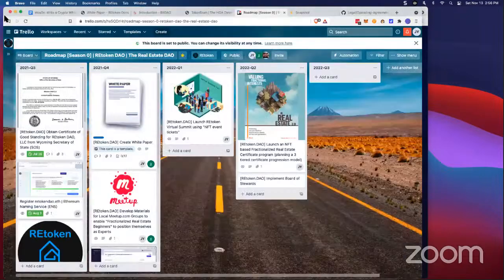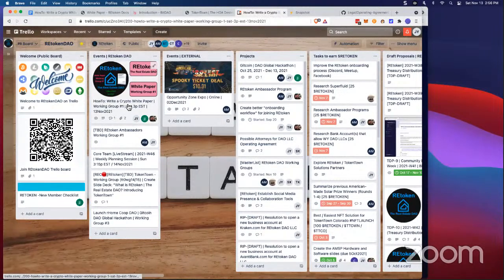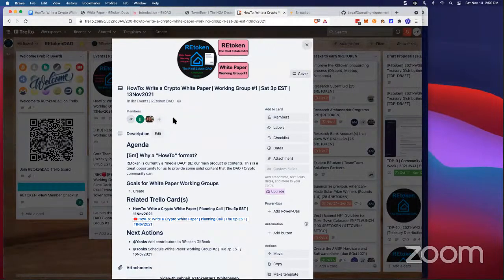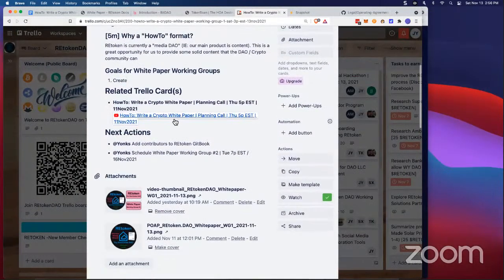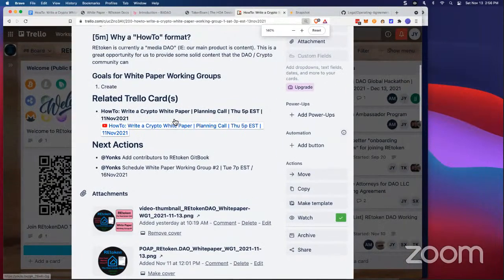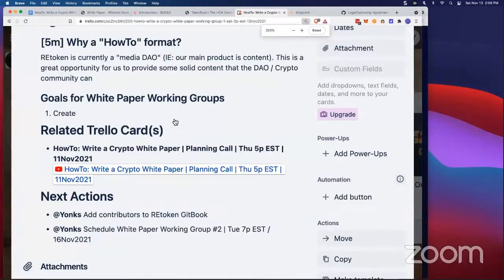So we've got to go back, and I don't know if anybody had any other next actions, but let me make sure that we captured all of those. So I've got adding the contributors to REtoken Gitbook, and then scheduling the white paper working group number 2 for Tuesday, 7 p.m. Eastern time, and I'll get that on the calendar.